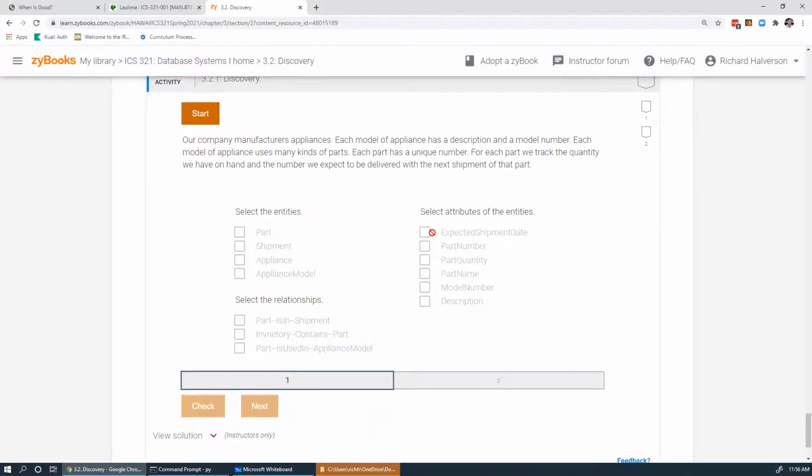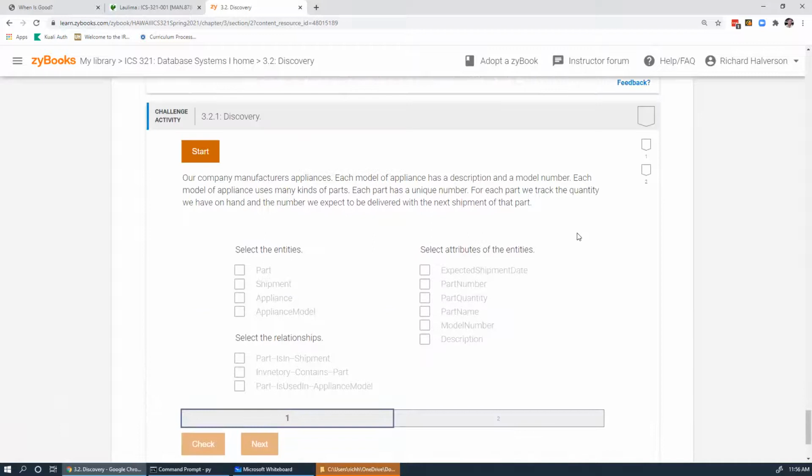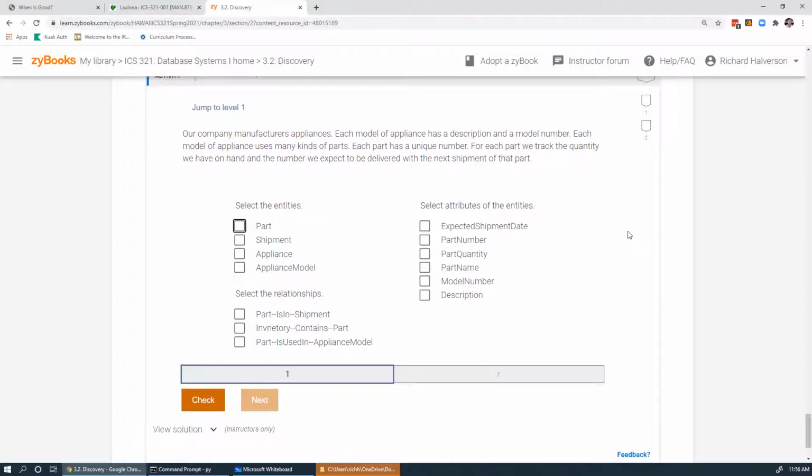So here we have a challenge activity. Let's see what it is. Our company manufactures appliances. Each model of appliance has a description and a model number. Each model of appliance uses many kinds of parts. Each part has a unique number. For each part, we track the quantity we have on hand and the number we expect to be delivered with the next shipment of the part. What are we supposed to do here now? Select the entities.